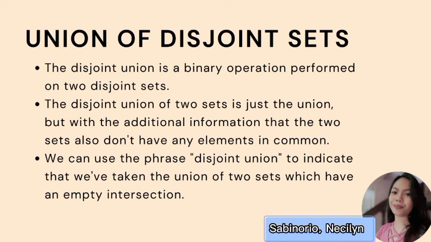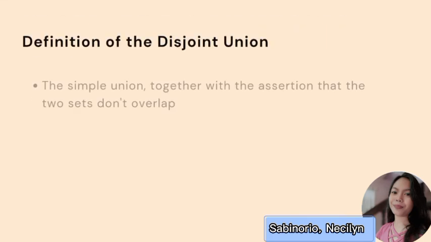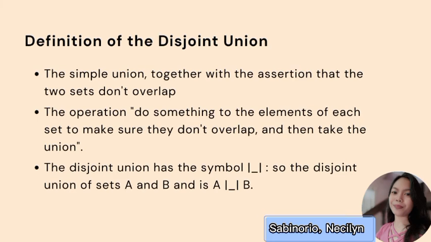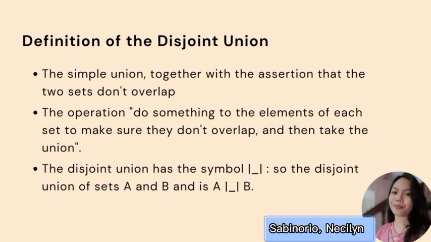That is, we can use the phrase disjoint union to indicate that we've taken the union of two sets which have an empty intersection. So kapag sinabing disjoint union, we combine the two sets with no same elements. The symbol for disjoint union is like a U shape with a sharp edge na makikita po natin sa ating PowerPoint. So the disjoint union can mean one of two things.